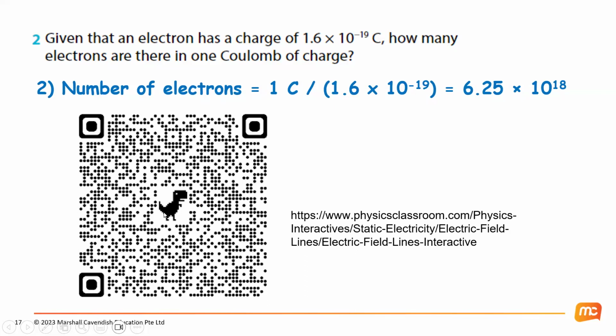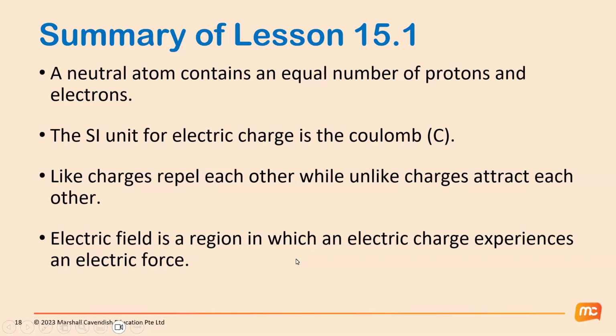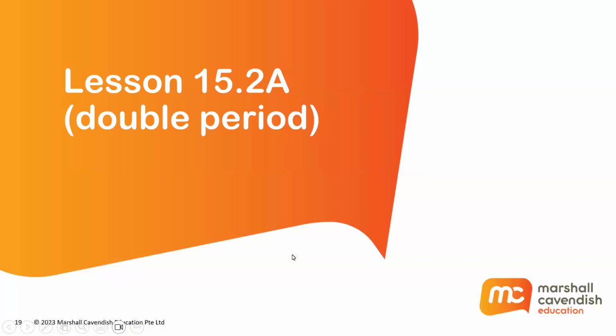Okay, you may scan the QR code to work on some practice or to see how the electric field lines look like for different charges. Okay, so summary, the first part: neutral atoms all contain an equal number of plus and minus. SI unit for charge is coulomb, big C. Like charges repel while unlike charges attract. Electric field is a region where an electric charge experiences an electric force. That's all.